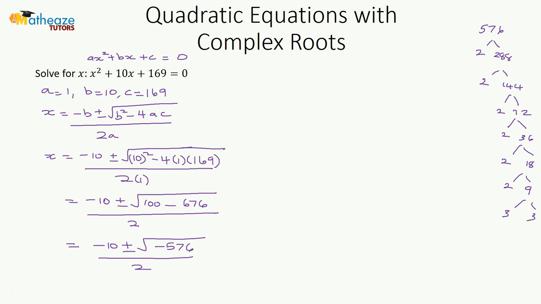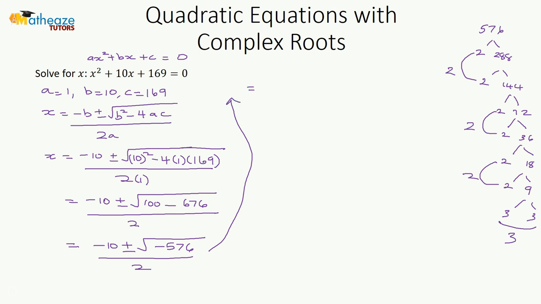So I'm going to pair up in groups of 2s. I'm going to pair them up. One pair here, another pair here, another pair here, and then another pair. So we have 2, 2, 2, 3. So 2 times 2, 4 times 2, 8 times 3, 24. So let's bring this back up here.